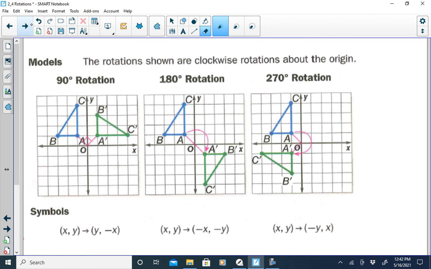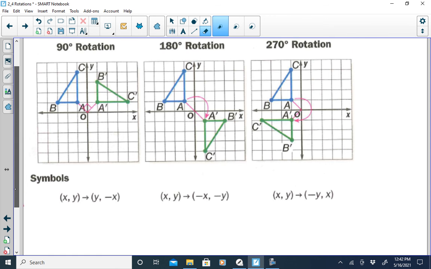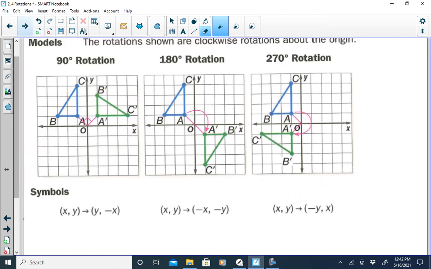And then we have the rule for a 270-degree rotation, clockwise about the origin. X comma y goes to opposite y and x. But more often than not, guys, we're going to be doing 90-degree rotations and 180-degree rotations. The 270-degree rotation would be the same as a 90-degree counterclockwise rotation. Keep that in mind, but we will refer to our rules.